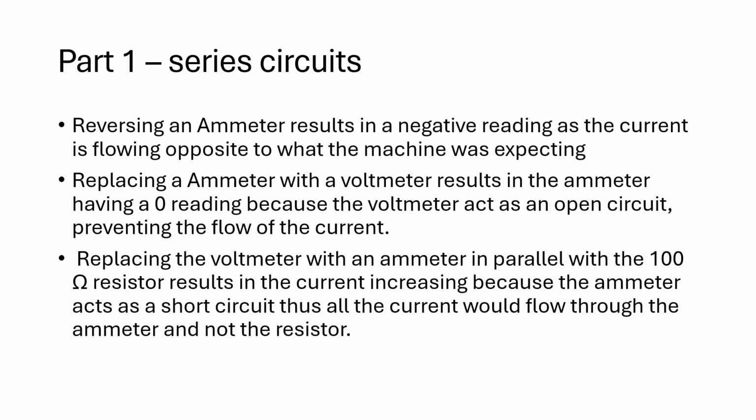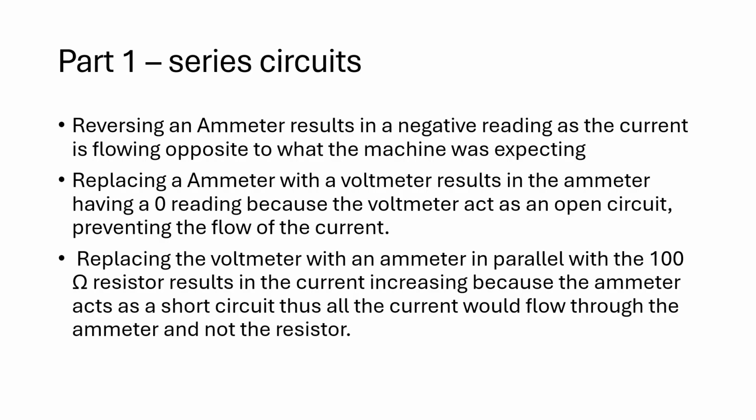And here are some of the scenarios that I experimented with in these circuits. First of all, reversing an ammeter results in a negative reading as the current is flowing opposite to what the machine was expecting. Replacing an ammeter with a voltmeter results in the ammeter having a 0 reading because the voltmeter acts as an open circuit, preventing the flow of current.